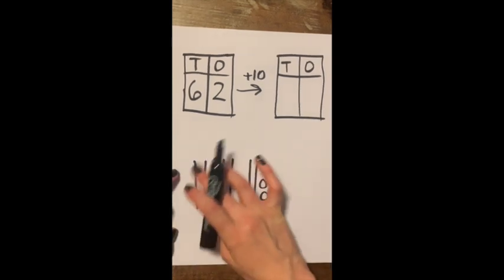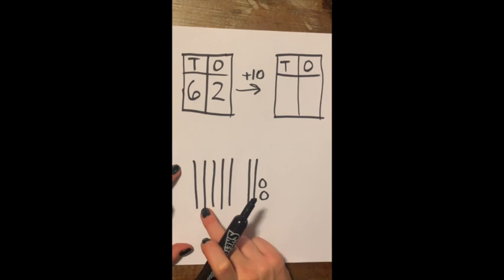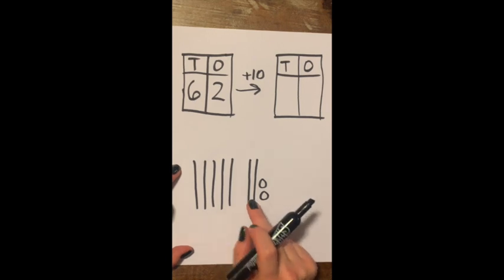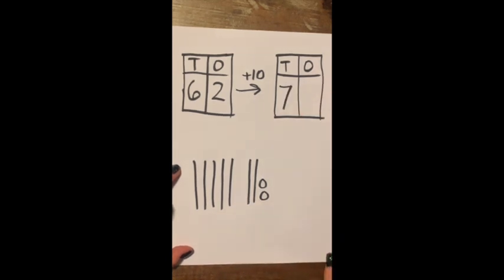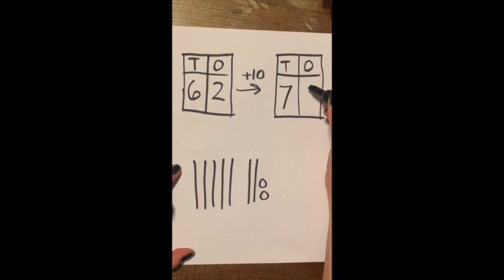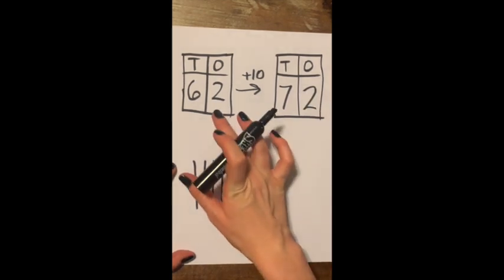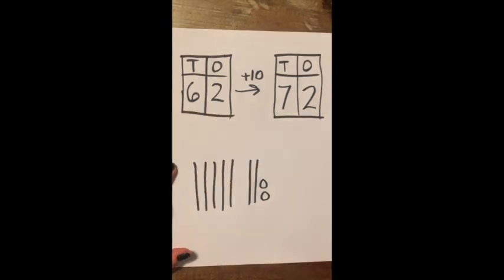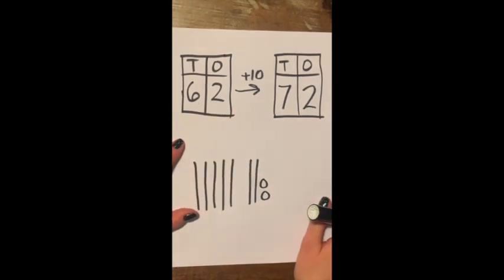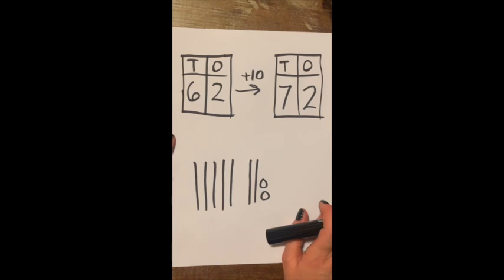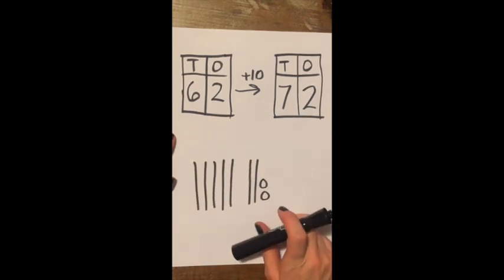Now let's count up our tens in our new drawing. I have 1, 2, 3, 4, 5, 6, 7. And now how many ones do I have? 1, 2. Which place value stayed the same? Which place value changed? If you said that the ones place stayed the same and the tens place increased by 1, you are correct. So 10 more than 62 is 72.